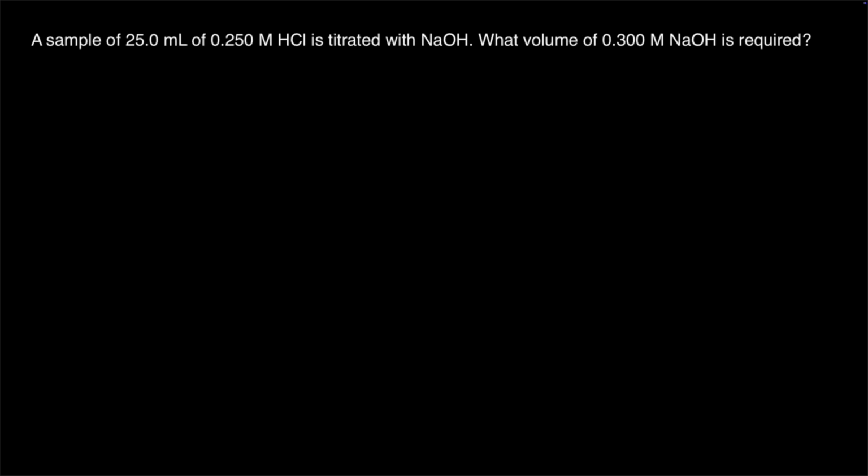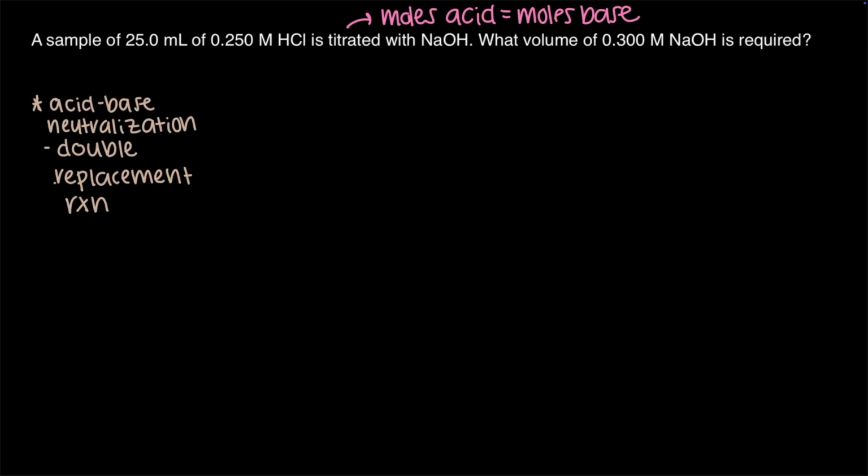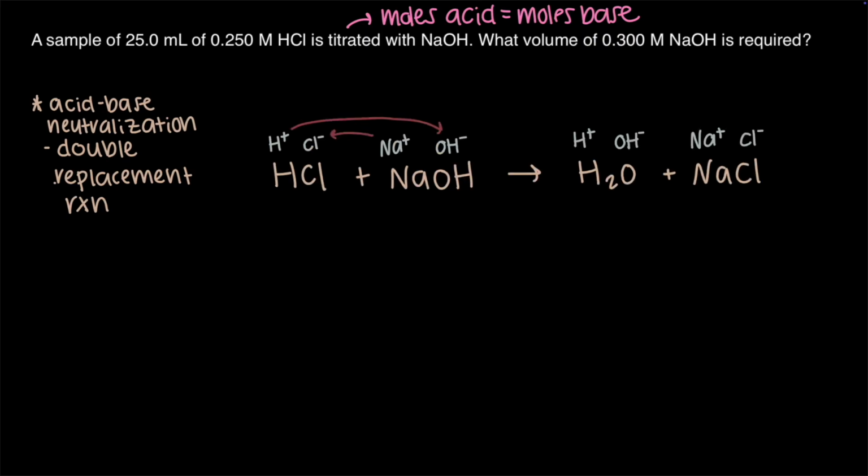A sample of 25 milliliters of 0.250 molar HCl is titrated with NaOH. What volume of 0.3 molar NaOH is required? For a titration reaction, the moles of acid have to equal the moles of base. We can also use a mole ratio from the balanced chemical equation to make sure they are equivalent. This is an acid-base neutralization reaction, so HCl and NaOH will react to produce H₂O and NaCl. The equation is already balanced.